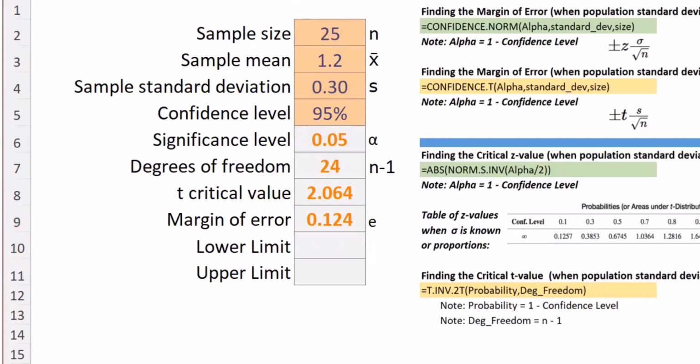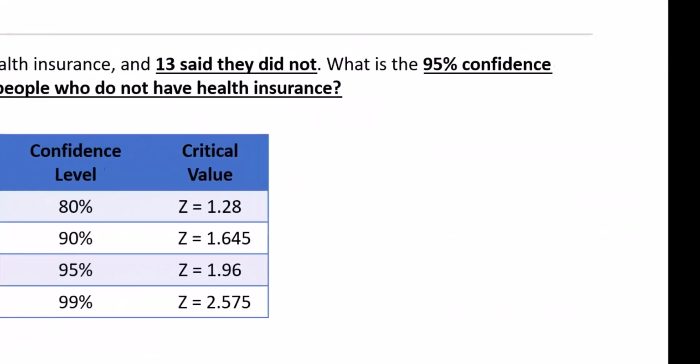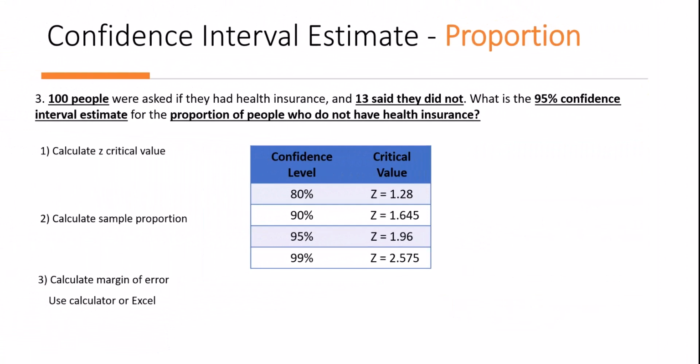All right, let's move to question 3. So this is a confidence interval estimate for a proportion. So 100 people were asked if they had health insurance, and 13 of them said they did not. What is the 95% confidence interval estimate for the proportion of people who do not have health insurance?